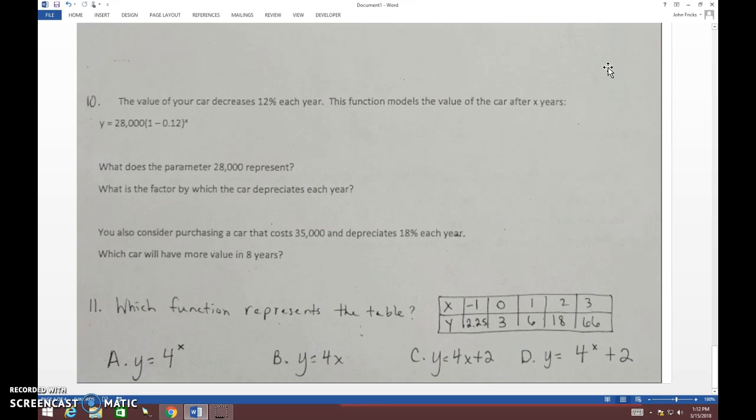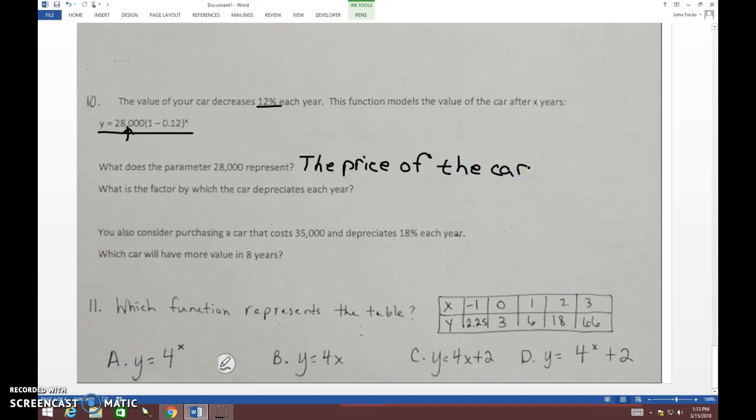It says the value of your car decreases 12% each year. Percentage tells me I'm going to use that formula we've been talking about. It gives us the model of the function, so here's the function. First off, it says, what does 28,000 represent? This is the starting amount. Starting amount with cars would tell me that is the price of the car when it's new. So the price of the car, new.